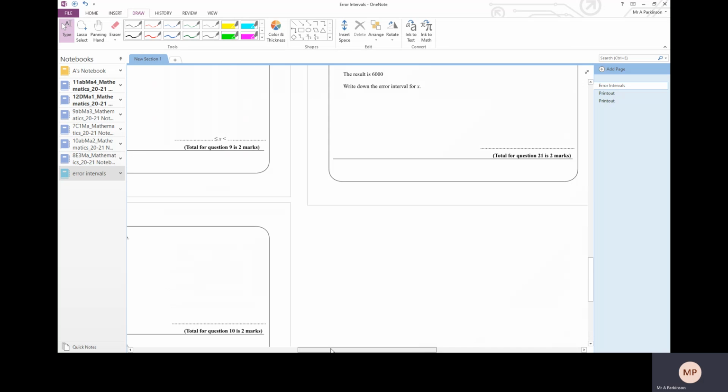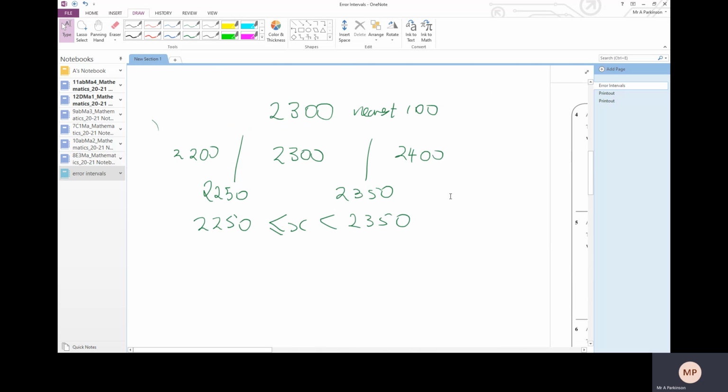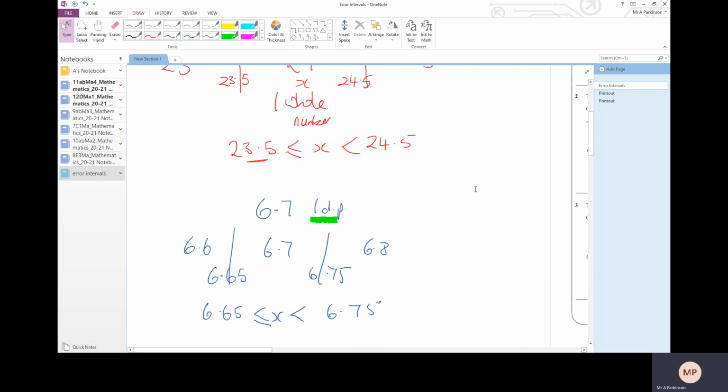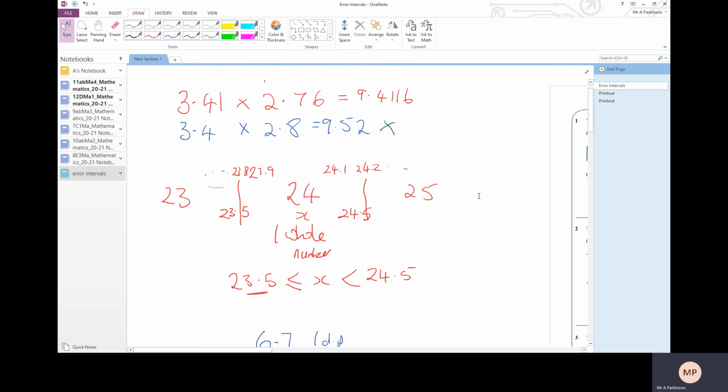I hope that's been useful. When you are doing error intervals, it's just about thinking about rounding backwards. So what could round to that number? Round down, round up, etc. I hope that's useful.